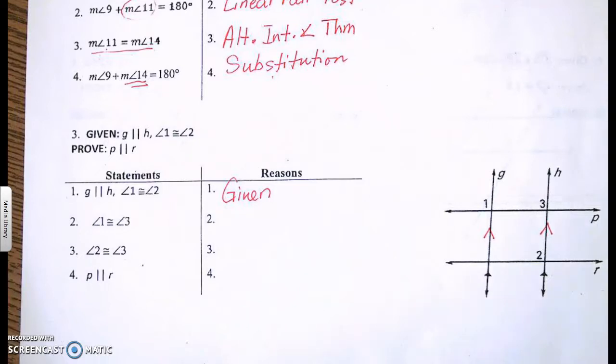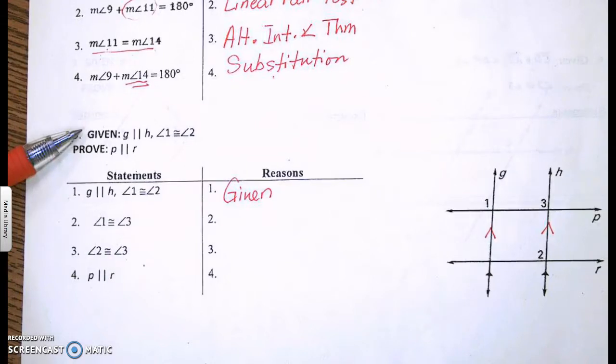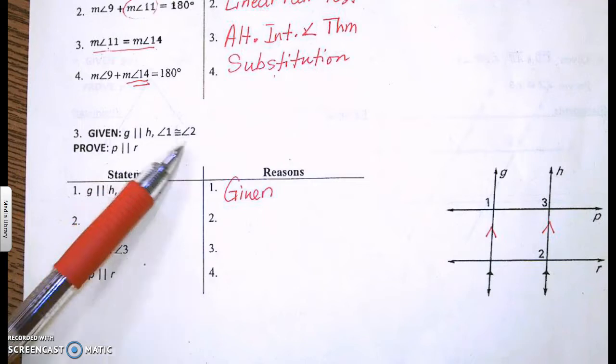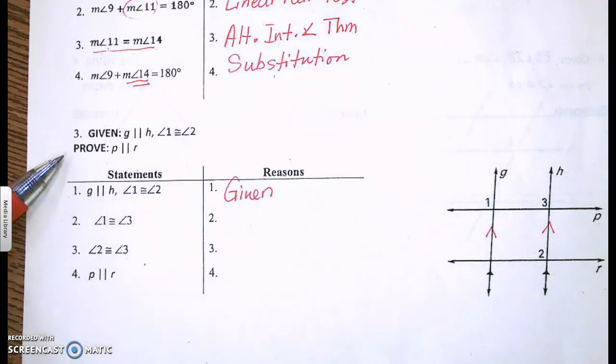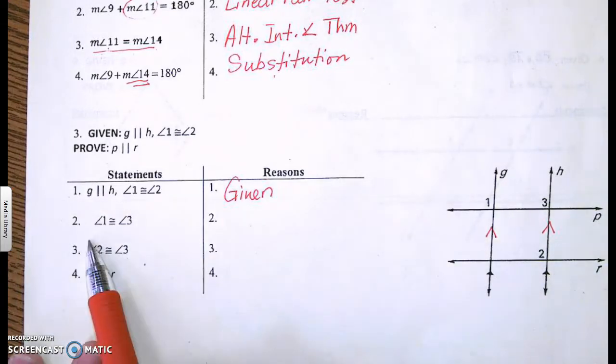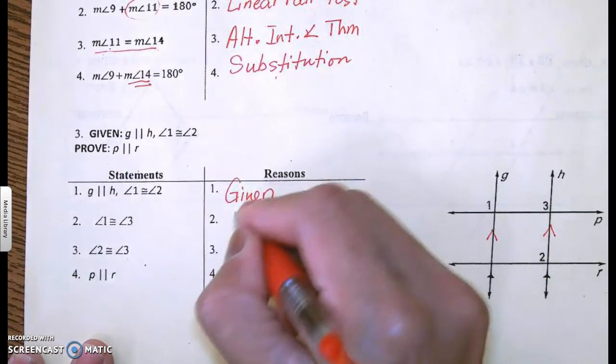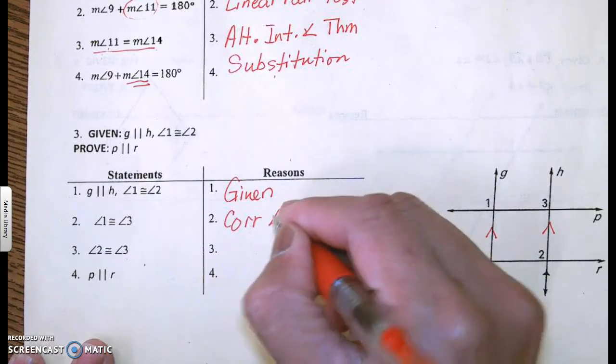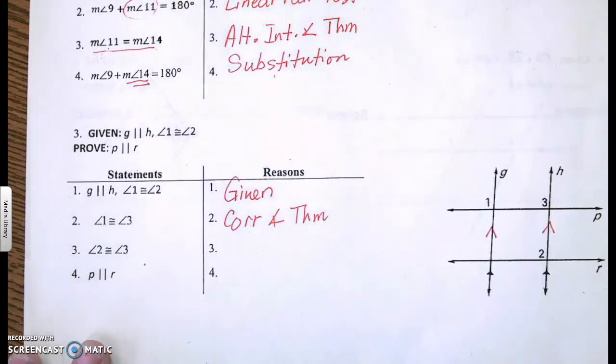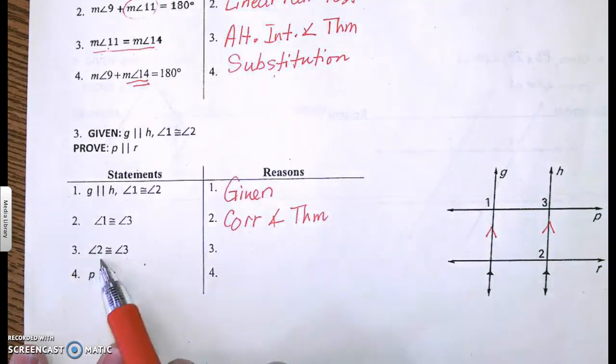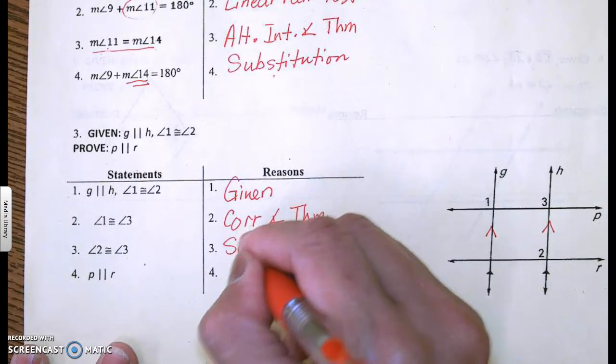So for my next example, I already wrote the reason for you because that's given. So given that line G is parallel to line H and that angle 1 is congruent to angle 2, prove that line P is parallel to line R. Alright, so angle 1 is congruent to angle 3 by the corresponding angle theorem. And then angle 2 is congruent to angle 3 by substitution.